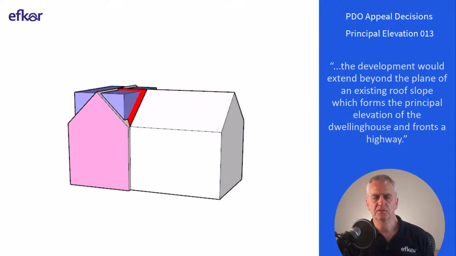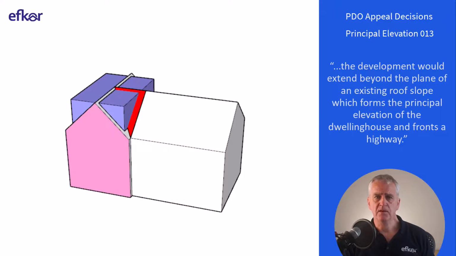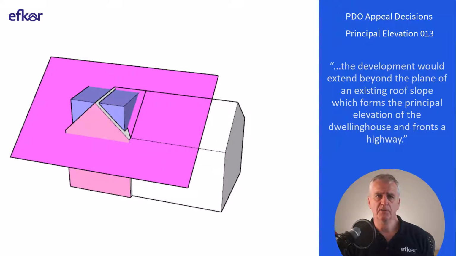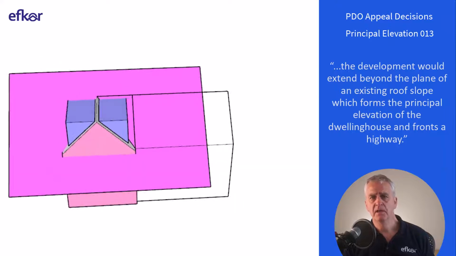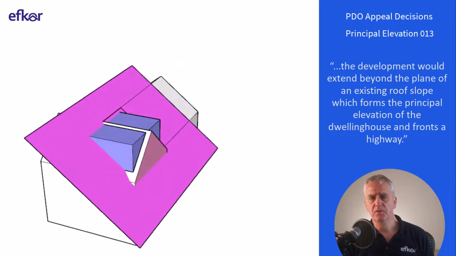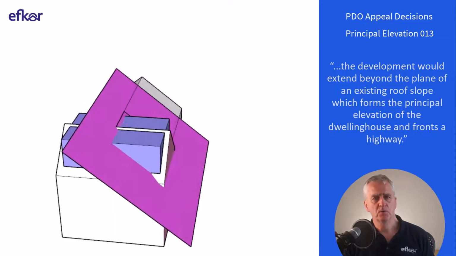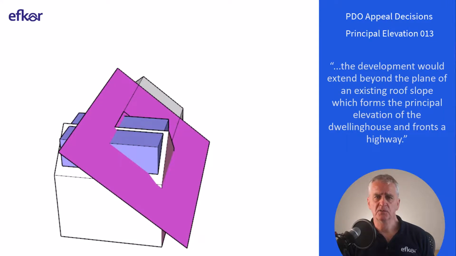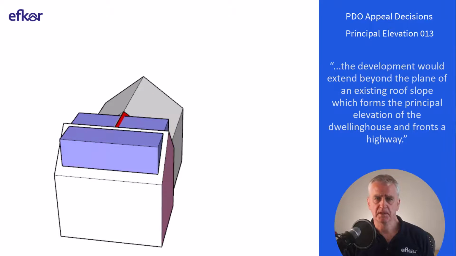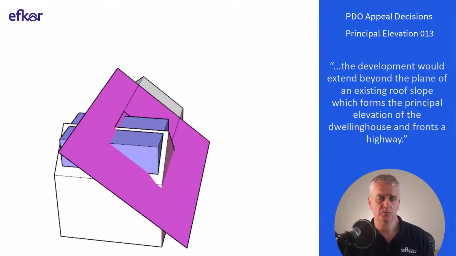We'll add the dormers. These have been copied from the plans attached to the application. Now let's add the plane of the slope that we identified, which allows us to assess whether the development would extend beyond the plane. What do you think? To me, it looks like 2 out of the 3 proposed dormers are beyond the plane, and so the council's refusal was correct. Let's see what the inspector said.